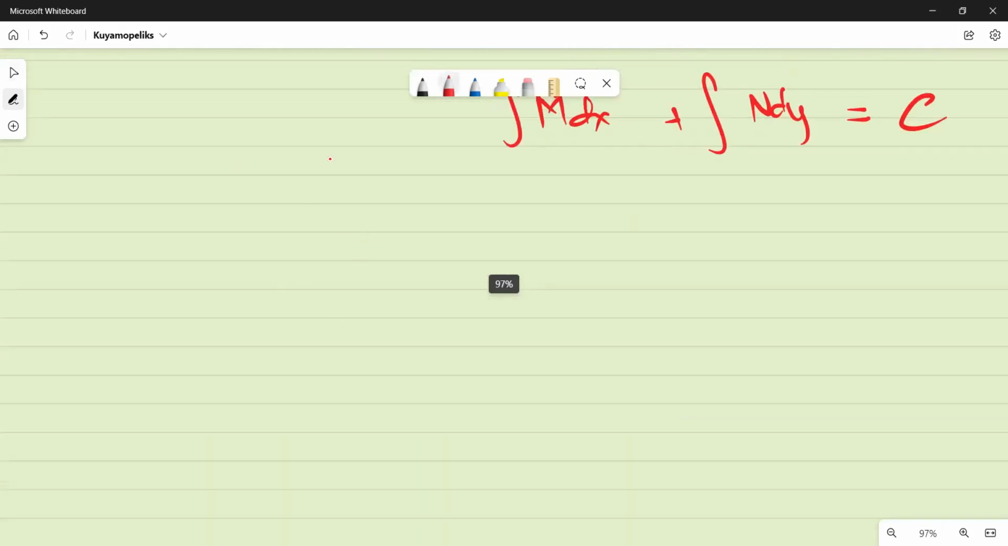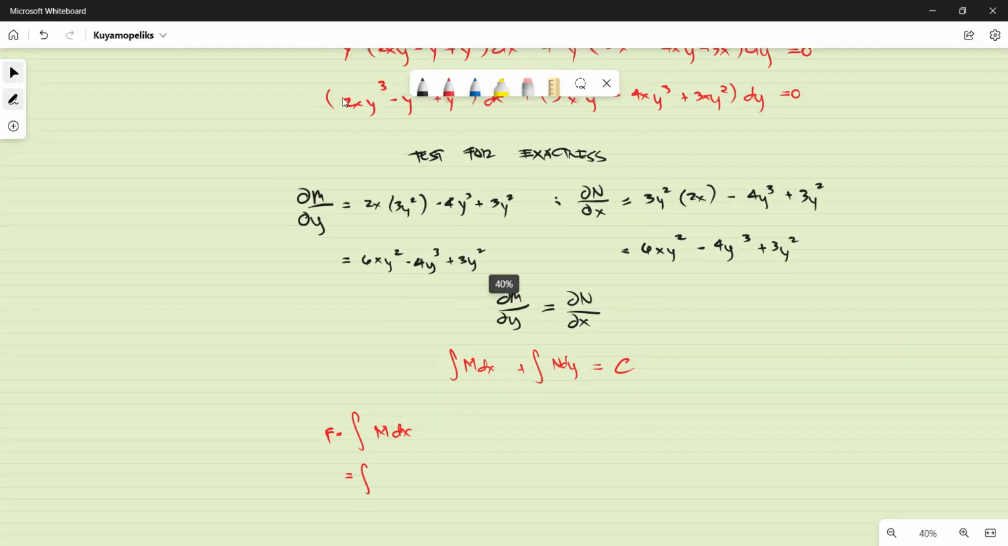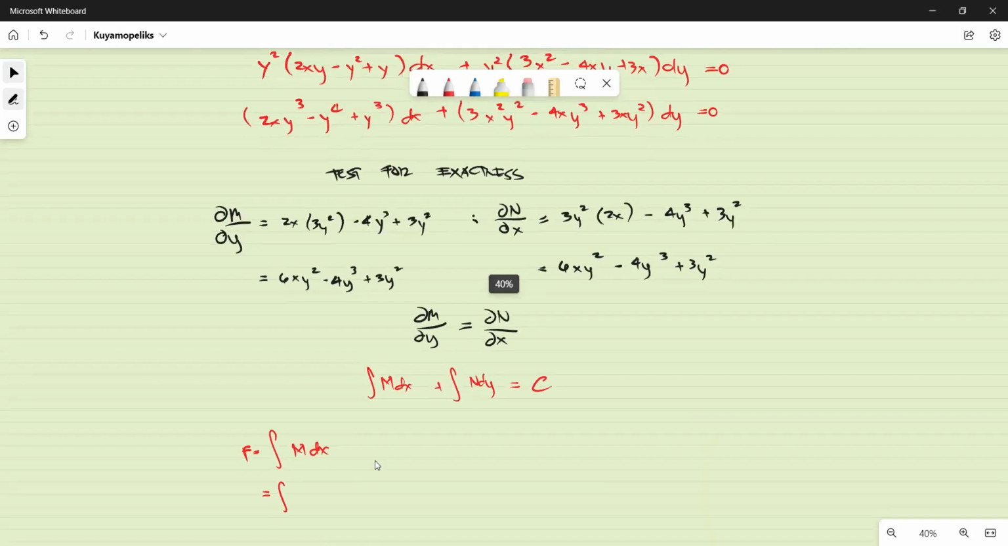So, let's first equate it to f. Integral ng m dx. So, ano yung m natin ulit? Na napakahaba. Ito. Yan, no? So, that is 2x y cubed minus y to the 4th plus y cubed. Yan. Dx. Okay?